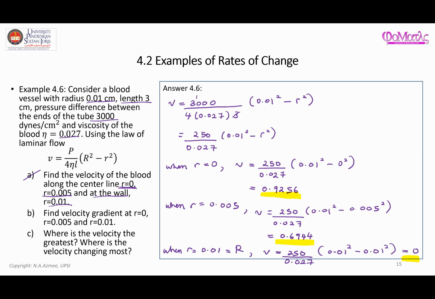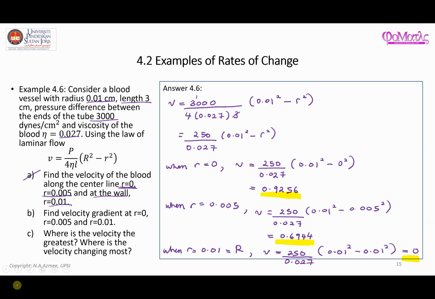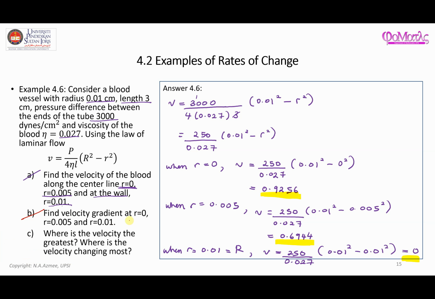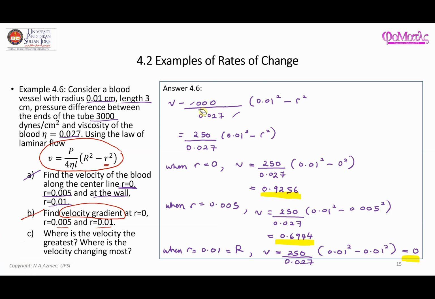Next, find velocity gradient at r equals to 0, 0.005, 0.01. So velocity gradient is basically you need to differentiate this function here with respect to small r. Okay, right. So I'm going to erase this slide, and we're going to focus on answering the second question.